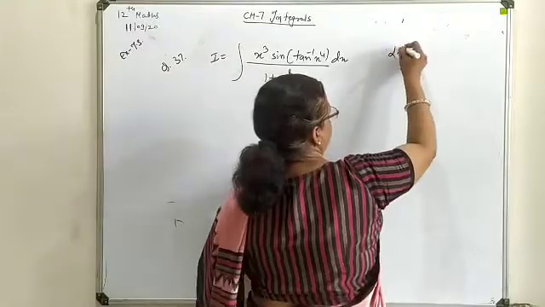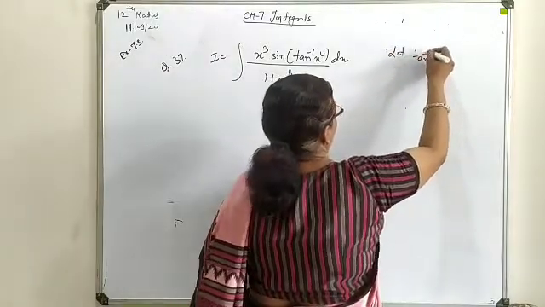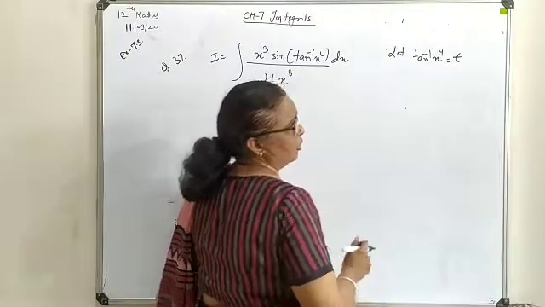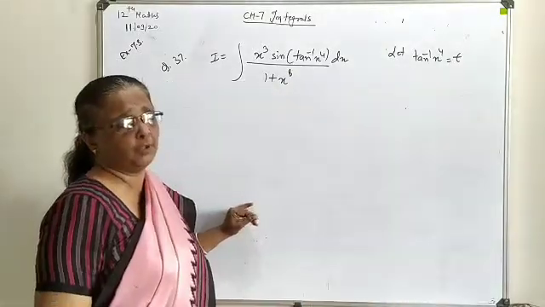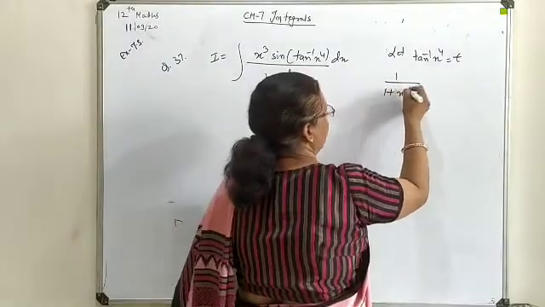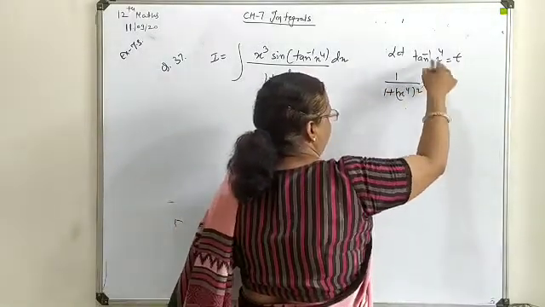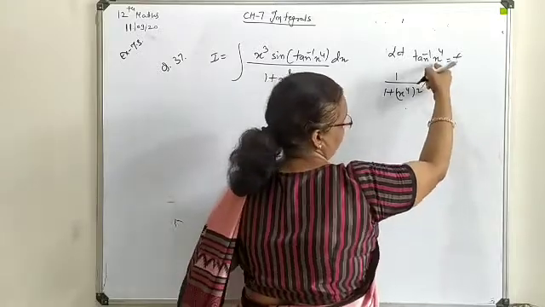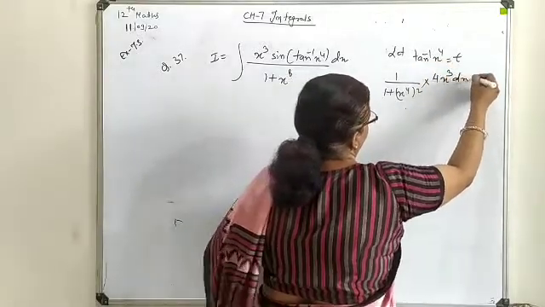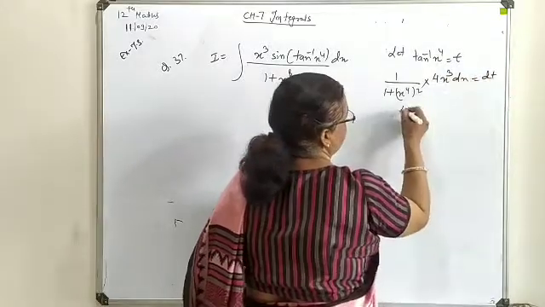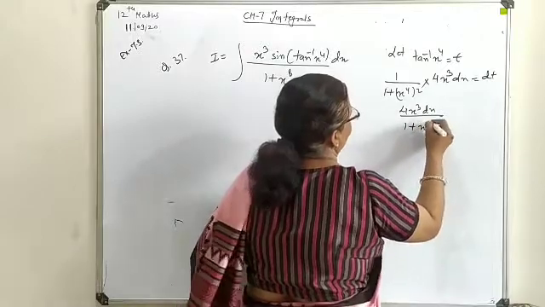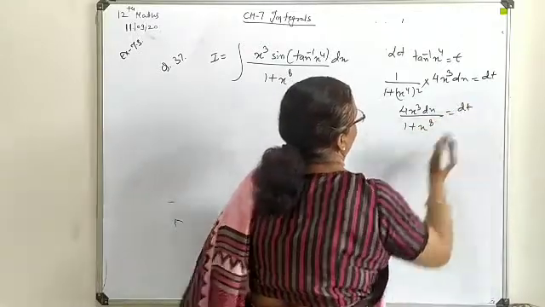So let tan inverse x power 4 be t. Differentiation of tan inverse is 1 upon 1 plus x square, and as again a variable is there, differentiation of x power 4 is 4x cube dx. So this is 4x cube dx upon 1 plus x power 8 as a dt form.